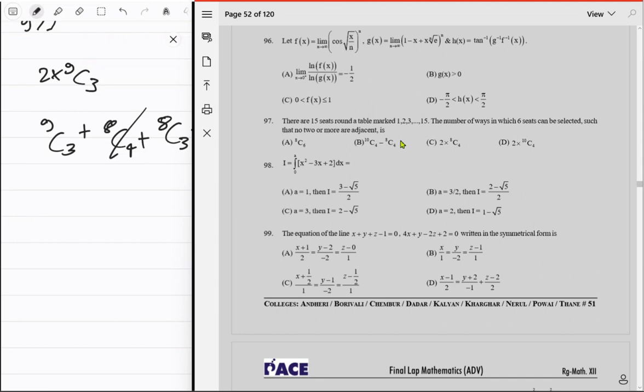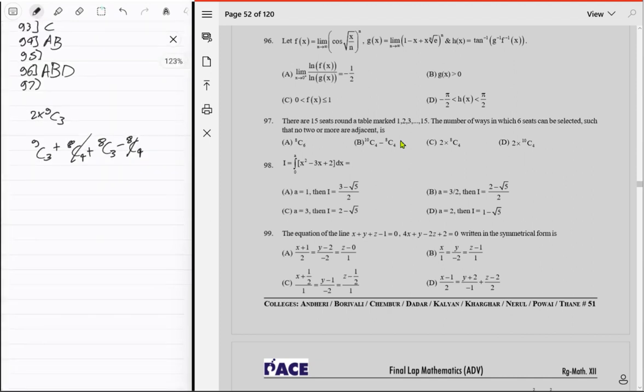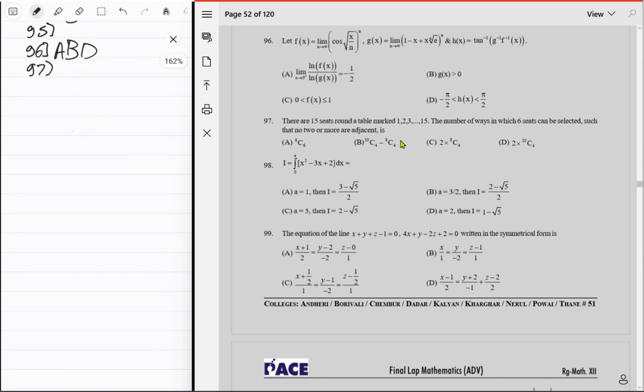No, 2 or more are adjacent. That's what I did. Times of 9c4. Yeah. Uh-oh. Repetitions. Repetitions हो रहे हैं इसमें. Oops. So this is not the thing. What you actually want is this.